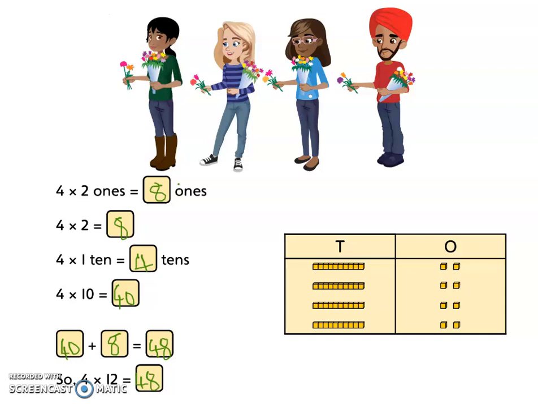Now let's see whether we get this same answer from this method. So here I have 4 lots of 2, and here I've got 4 lots of 10. And we're going to be adding the answers together. So 4 times 2 is going to give me an answer of 8. 4 times 10 is going to give me an answer of 40, to give me a total answer of 4 times 12 equals 48.